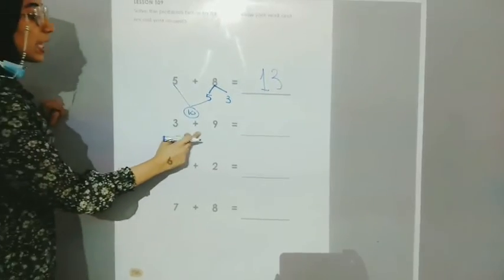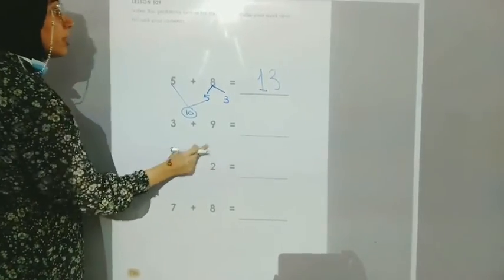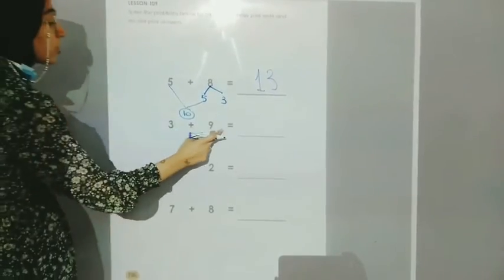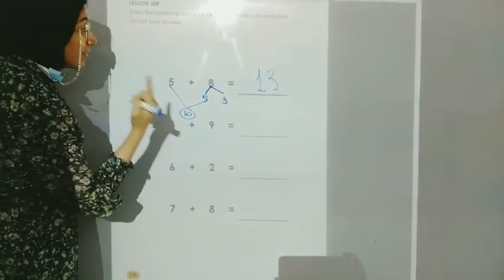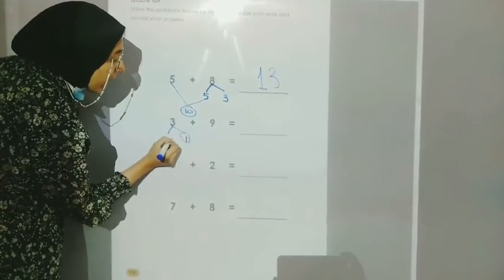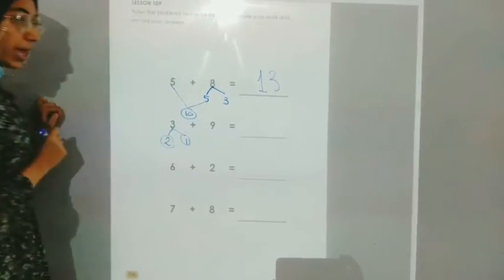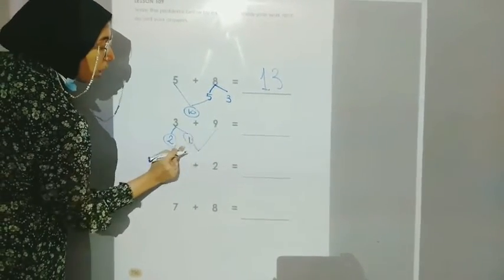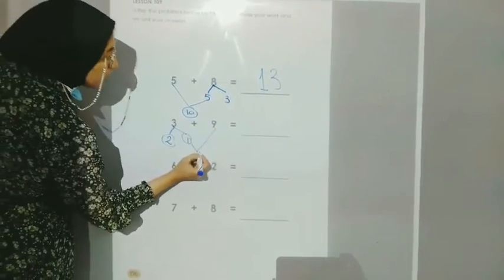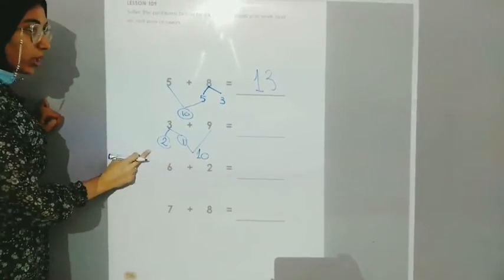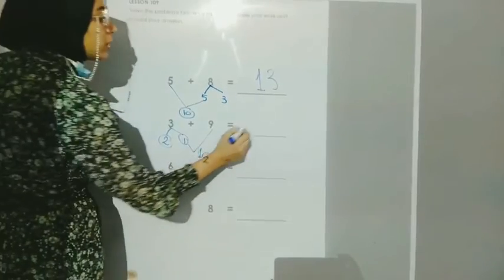Here I have 3 plus 9 equals what? First, I want to make 10. How can I make 10? How many fingers does 9 need to be 10? It needs 1. So I separate 3 into 1 and 2. Okay? Then take 1 with 9. 1 with 9 will be what? It will be 10. Okay? Now, 10 with what? 10 with 2. 10 with 2 gives you 12.